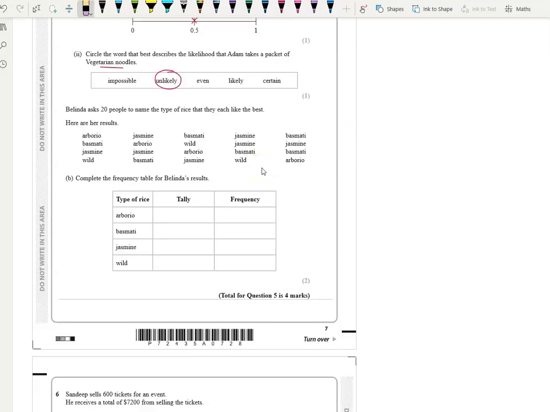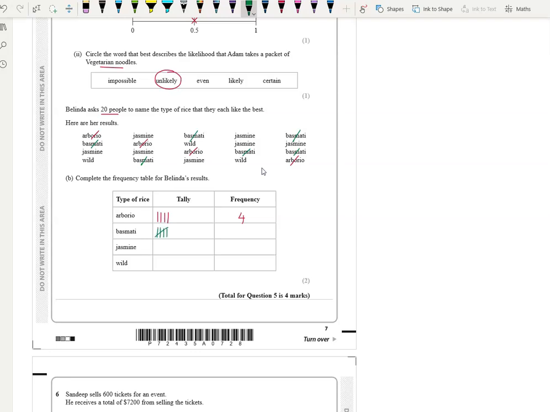Belinda asked 20 people to name the type of rice that they each like the best. Okay, here are her results. Complete the frequency table for Belinda's results. So let's say arborio, you have 1 here, then 2, 3 and 4. So put 4 tallies for arborio and write your frequency is 4. For basmati, you have 1, 2, 3, 4, 5 and 6. So 1, 2, 3, 4.